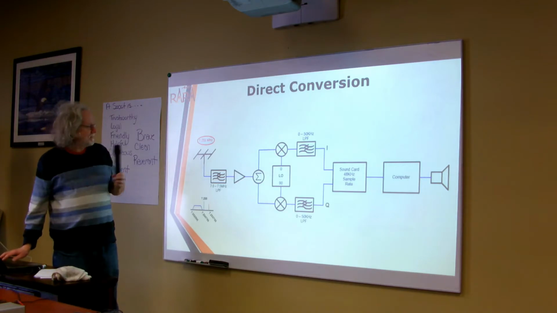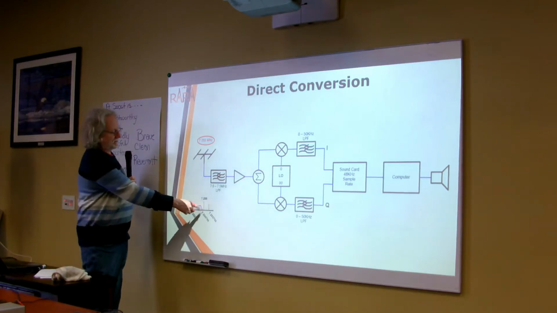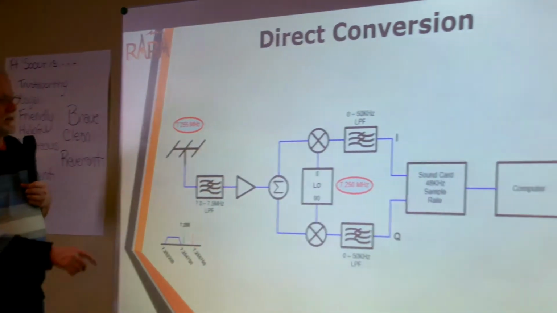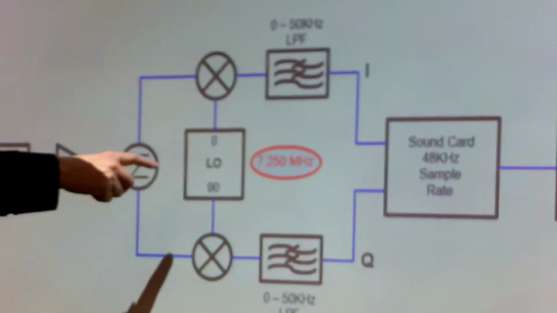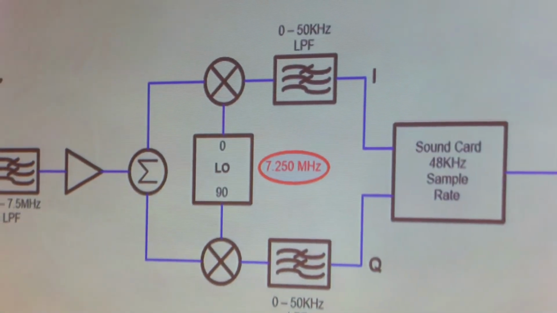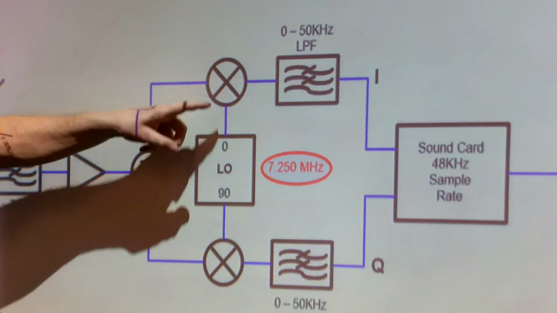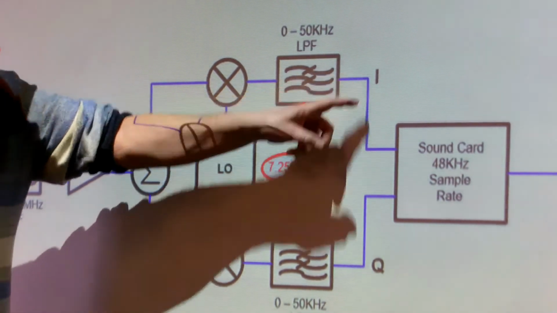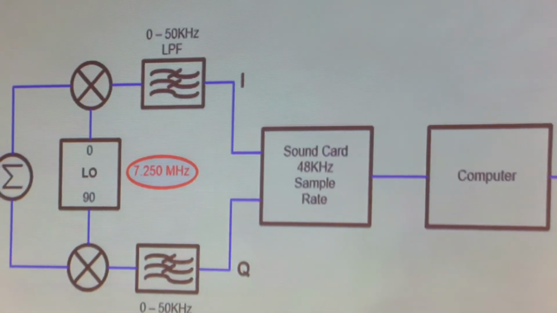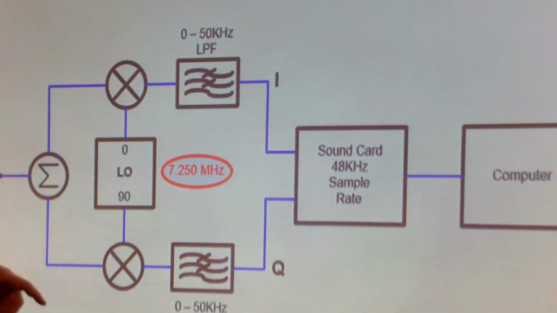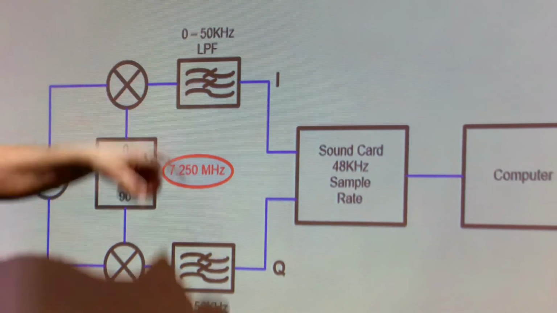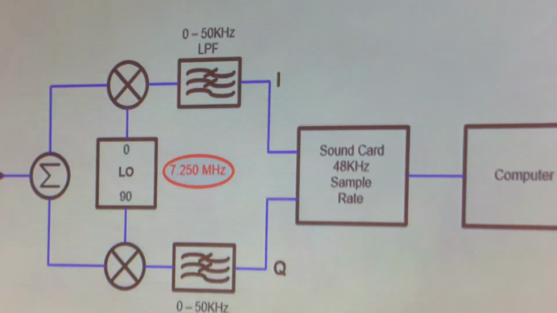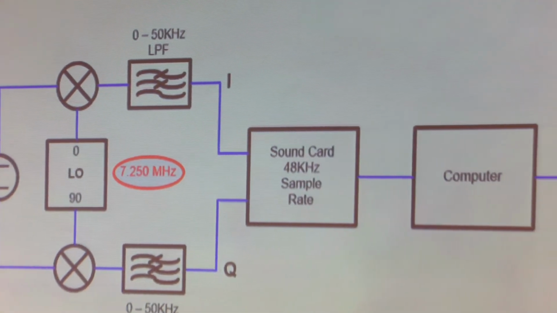So again, starting with the 7.25 megahertz, and the signal we want, and the interfering signal, and we're going to mix it with 7.250 from the LO. And what makes this different is I'm feeding 0 degrees into one and phase shifting it 90 degrees into the other, which gives me the I and Q. This should be 25 kilohertz, not 50 kilohertz, but because I'm sampling at 48 kilohertz. But that's a whole afternoon topic.